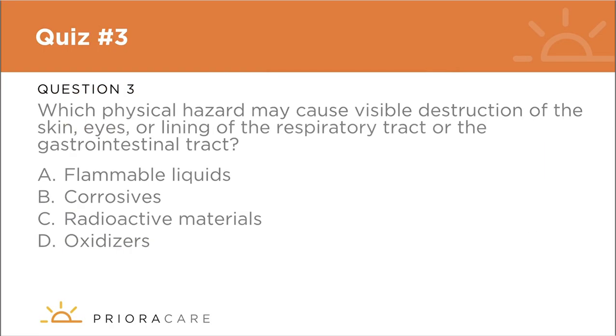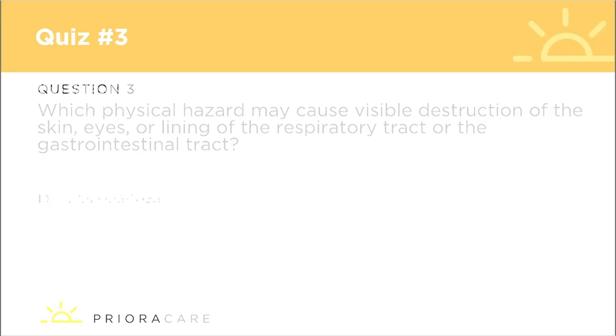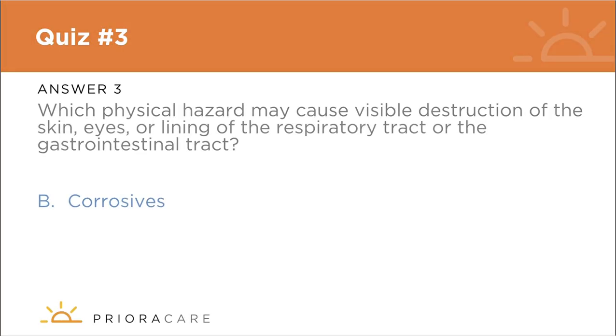Let's pause for quiz question number 3. Which physical hazard causes visible destruction of the skin, eyes, or lining of the respiratory tract or the gastrointestinal tract? Is it A, flammable liquids, B, corrosives, C, radioactive materials, or D, oxidizers? That's right, the answer is B. Corrosives cause visible destruction of the skin, eyes, or lining of the respiratory tract or the gastrointestinal tract.